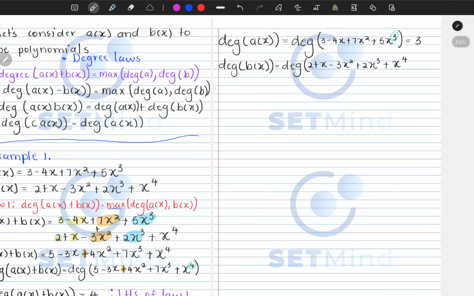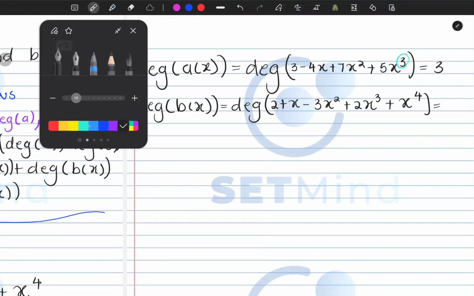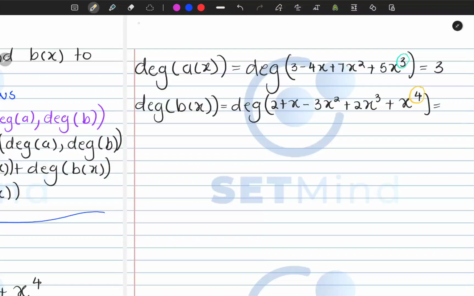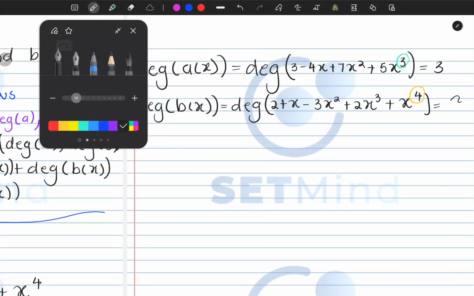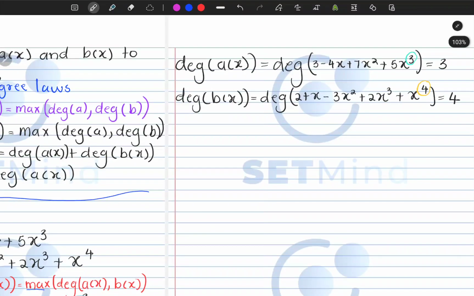And if you look here, we are looking for the degree. And what is the degree? It is the highest power which we see. And if you look carefully, the highest power is a 4. So it means the degree is 4. And remember that the law says that you just take the max of the two. So what is the maximum of the degree of A and the degree of B?